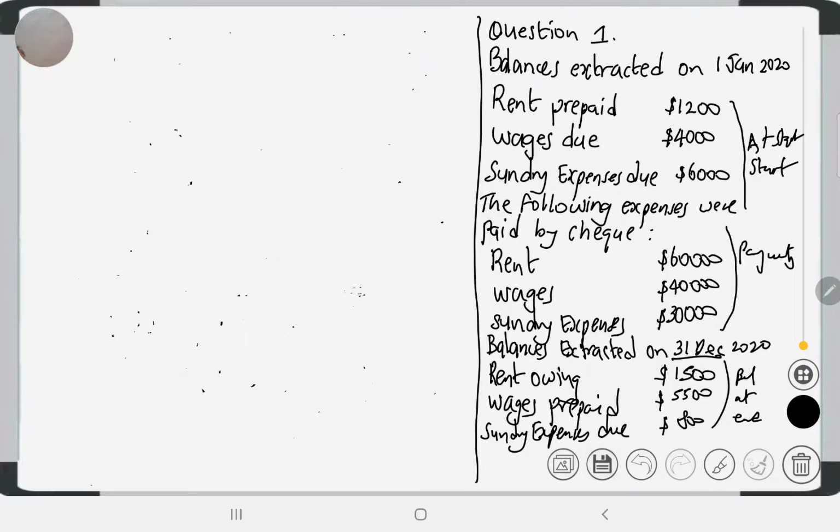So what are the accounts that we will have to open? We have to open rent account, wages account, and sundry expenses account. So we are going to open all these accounts. We have one rent account.